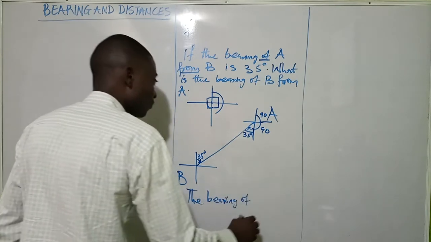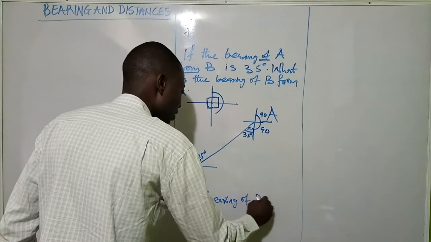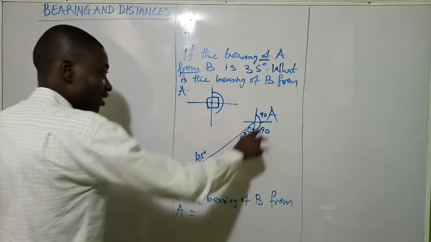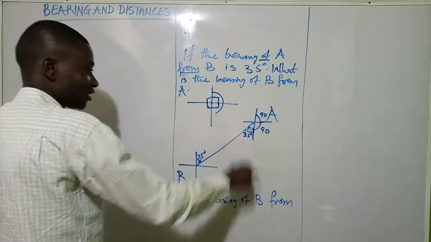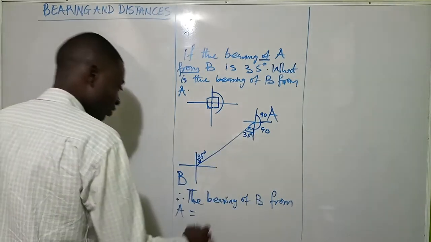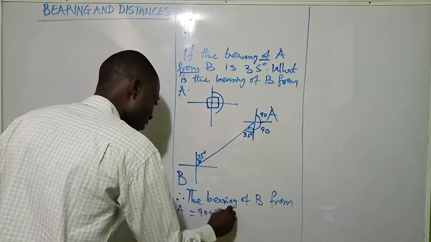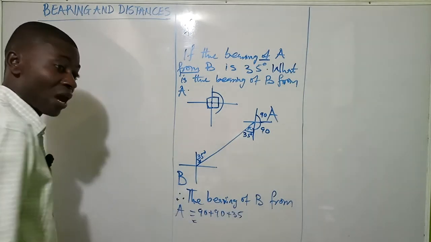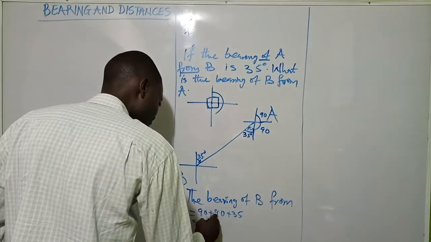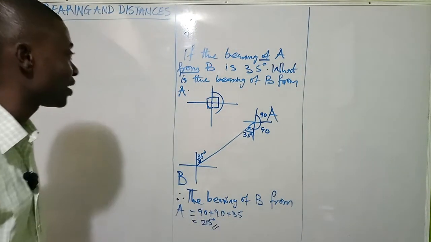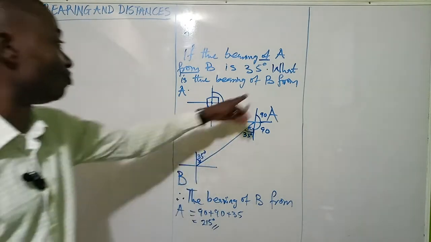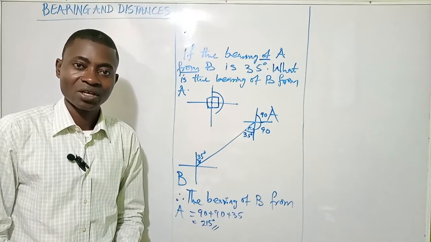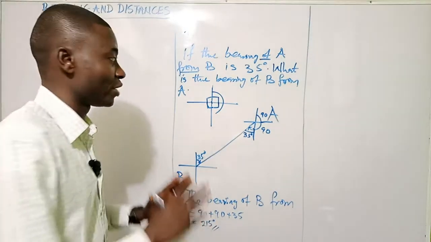Okay? So can I say therefore the bearing of B from A is equal to 90 plus 90 plus 35, or you can say 180 plus 35. So that is equal to 180 plus 35. That will give us 215 degrees. That means that the bearing of B from A is 215 degrees.